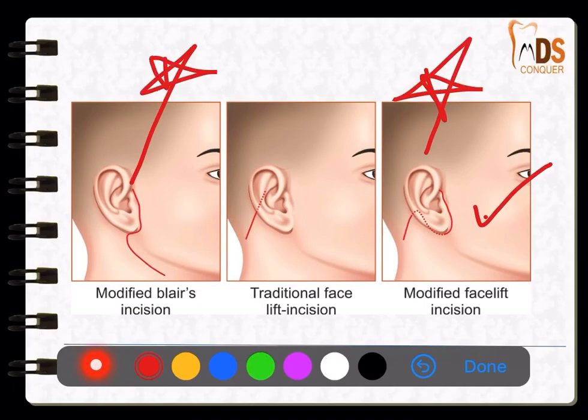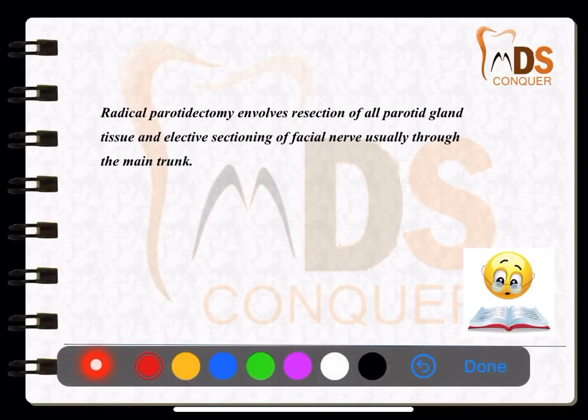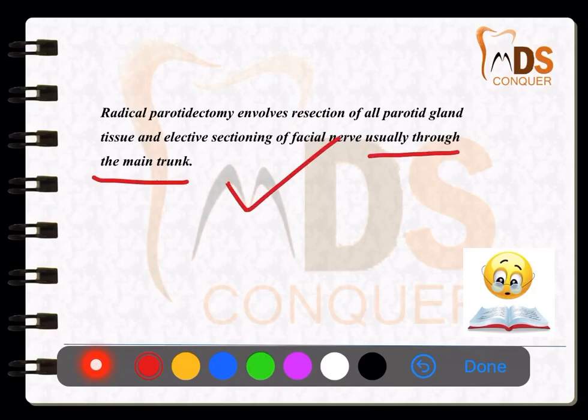So have a look. Coming to the radical parotidectomy, very rarely, if the tumor occurs in the deeper lobe, then it involves resection of all the parotid gland, even along with elective sectioning of the facial nerve, usually up to the main trunk. This is rarely done because rarely does the tumor occur in the deep lobe or encroach on the facial nerve.